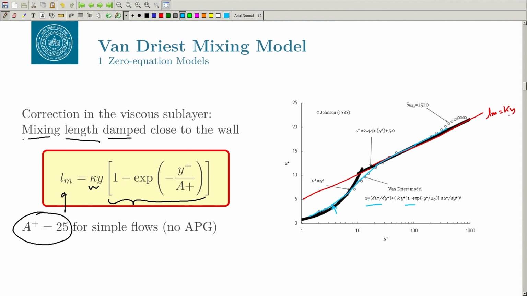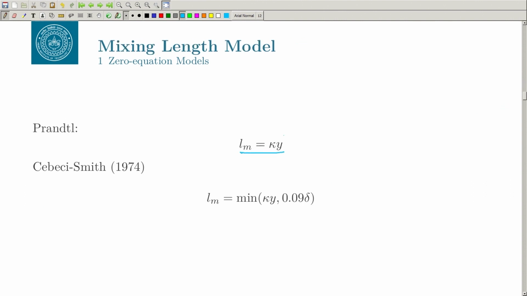And then we had some more models. These are all zero equation models. Why is it a zero equation model? Because you are not solving any equation. For the length scale, we are using the geometry because it is coming from y, the distance from the wall. And for the velocity scale, we are making an argument about the velocity gradient present between two layers which are separated by a mixing length, and that is given by the velocity gradient multiplied by that mixing length.